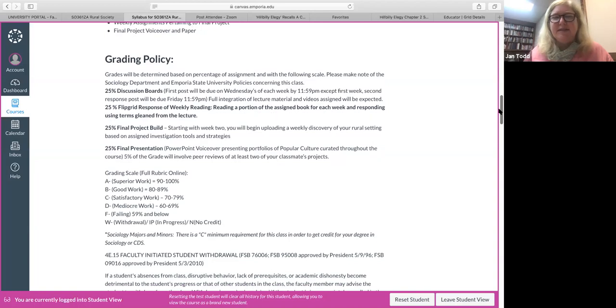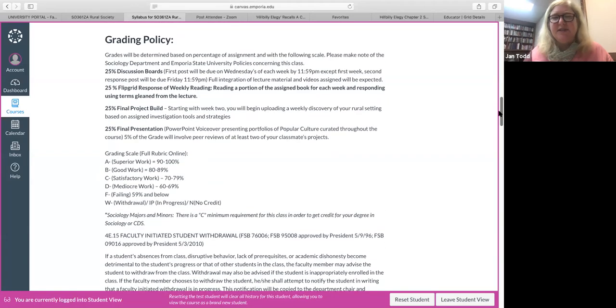These are my grading policies. I will grade 25% for the discussion boards or anything under the discussion board in assignment. So when you go to assignments, you might see a couple things like checking out the time that we can get together to Zoom.